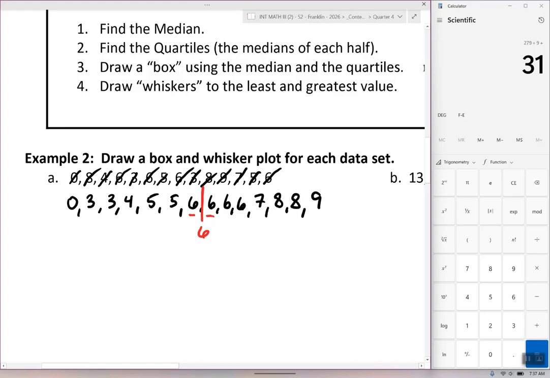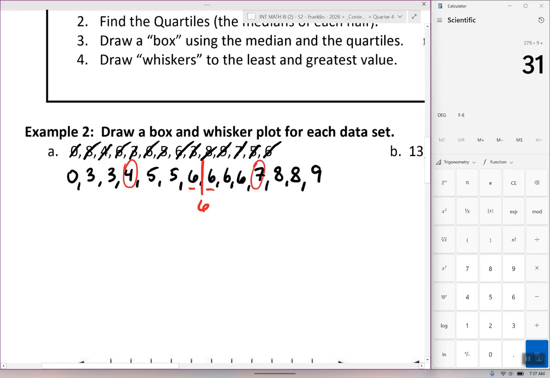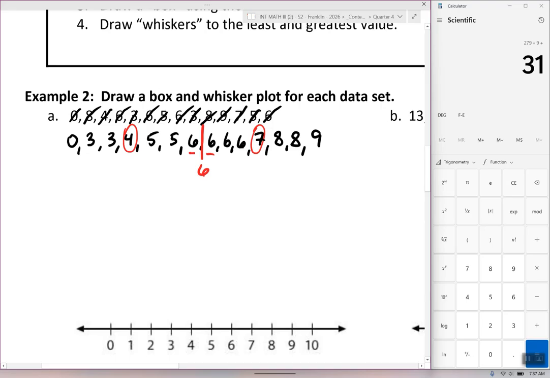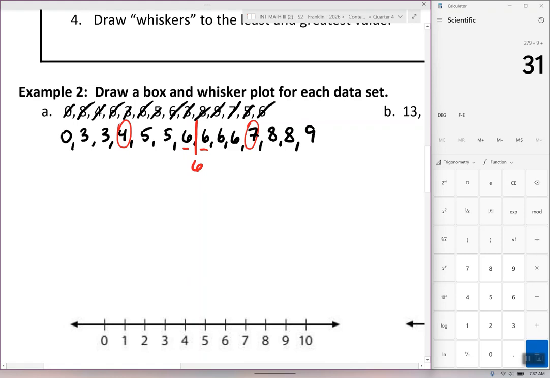We also need to find the upper and lower quartiles, so it's the median of each half. And I have 7 numbers on each half, so my median is the 4th number of each half. Okay, so we can use our number line down here to draw our box and whisker plot now. So first of all, we're going to make lines. We want to have a line at the median and each quartile. And what we're going to do is draw a box using those 3 lines.